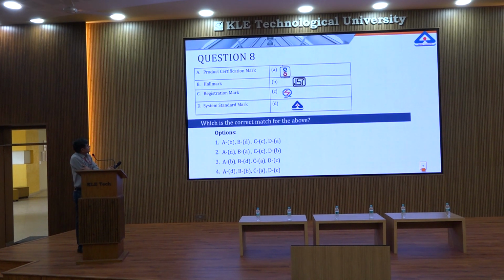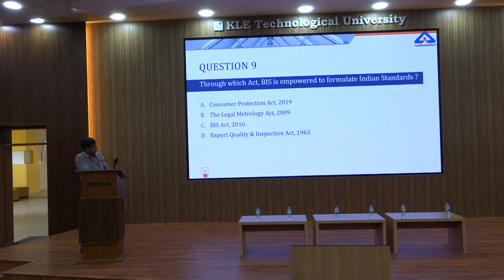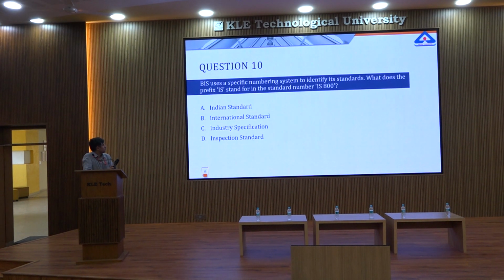I think 3. Third. Option 1. Okay, let's see. Just one thing I will add: in this hallmark, only the BIS logo is mentioned, but actually the hallmark is the full logo, that is 22K and then with that 6-digit HUID code as well. But for brevity, it is mentioned like that. Just next we go. Through which Act is BIS empowered to formulate Indian standards? C. Okay, that's good. BIS uses a specific numbering system. What is this IS? International Industry Inspection.